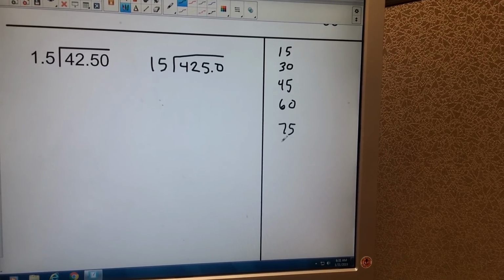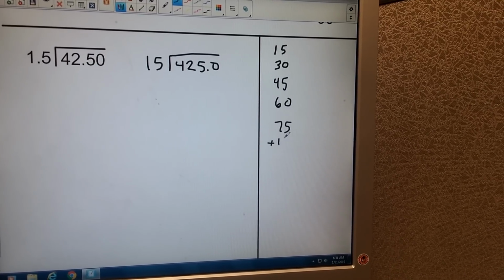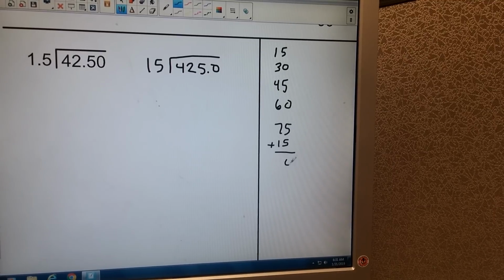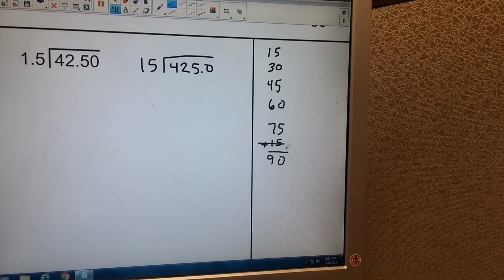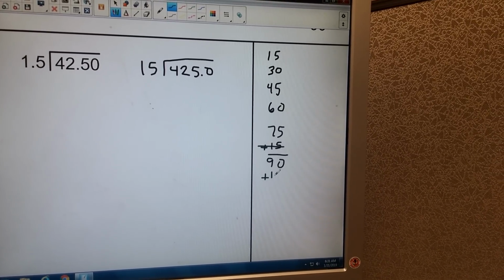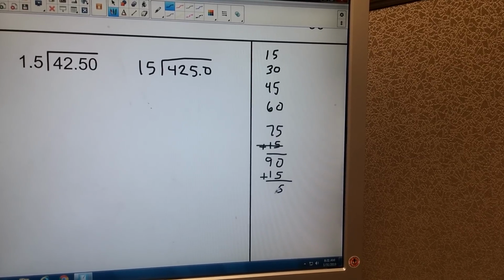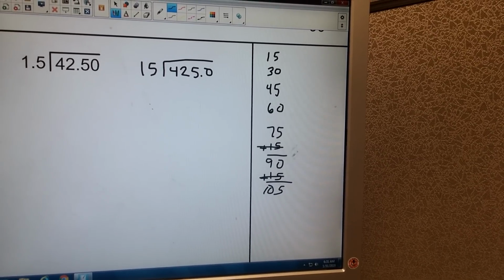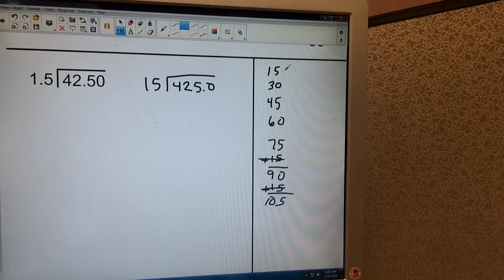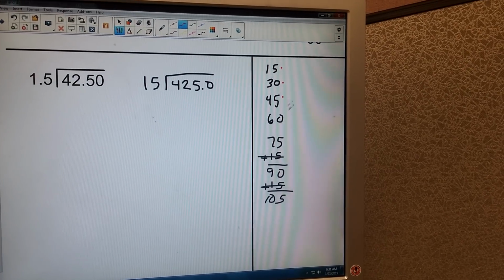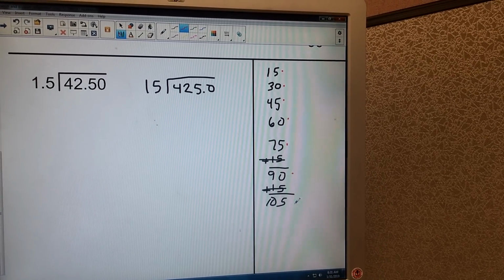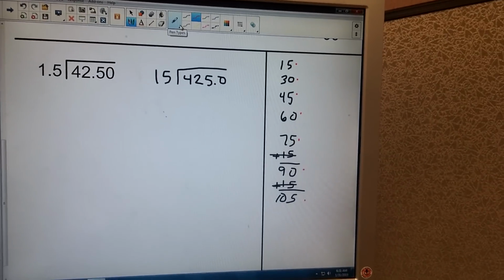And remember, if you're not sure what's next, you can just add 15 to that. So 90. So go 75 and then 90. I'm going to add another 15 and get 105. And you can always add to get there. It's 15 times 1, 2, 3, 4, 5, 6, 15 times 7. I'm pretty well ahead of the game here.